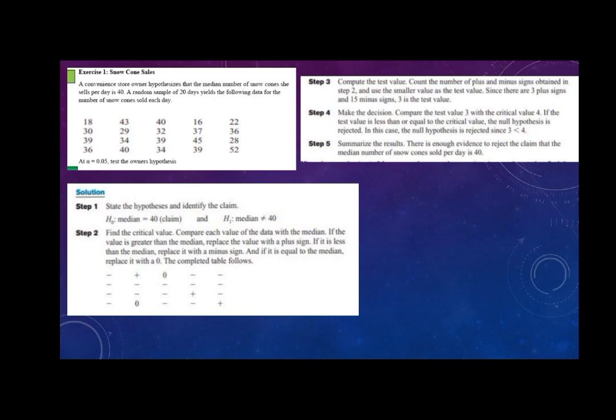Step 4, make the decision. Compare the test value 3 with the critical value 4. Remember that the critical value is obtained by the use of Table E in the Appendix at the specific alpha level. If the test value is less than or equal to the critical value, the null hypothesis is rejected.